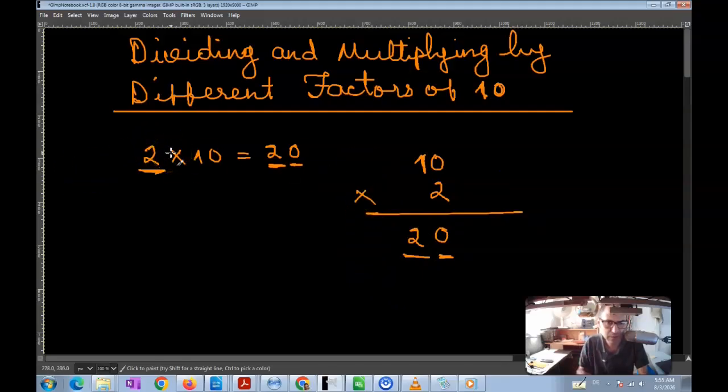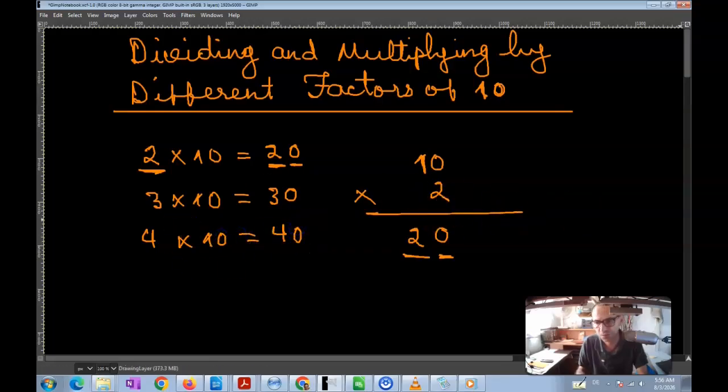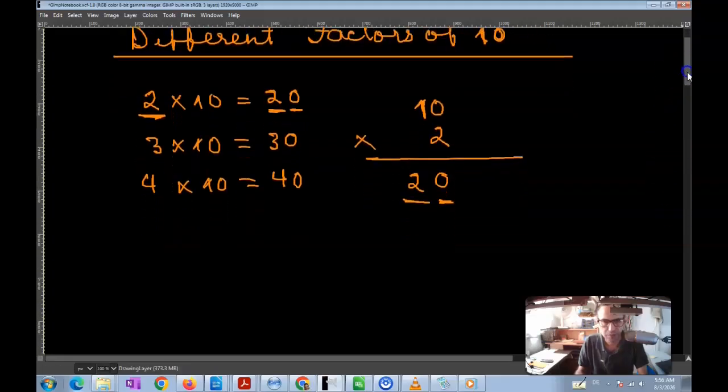In the exact same way, if you have a 3 multiplied by 10, you will have a 30. If you have a 4 multiplied by 10, you will have a 40, and so on and so forth, right? Now we have the smallest n-digit numbers and the greatest n-digit numbers.